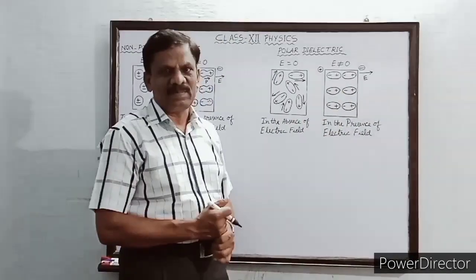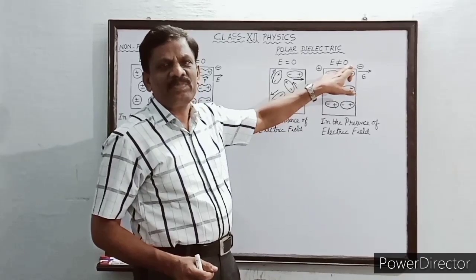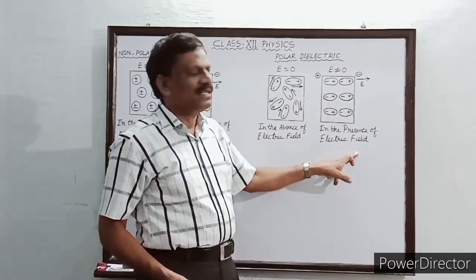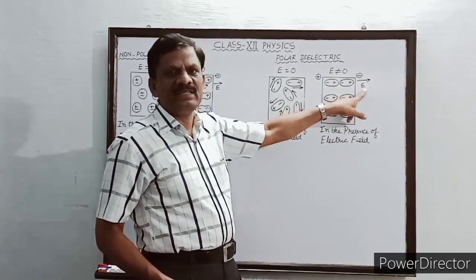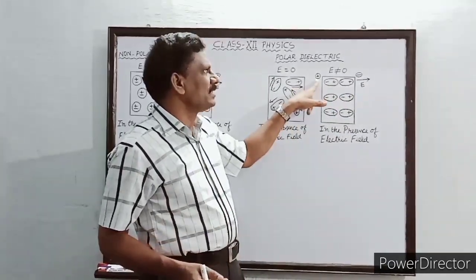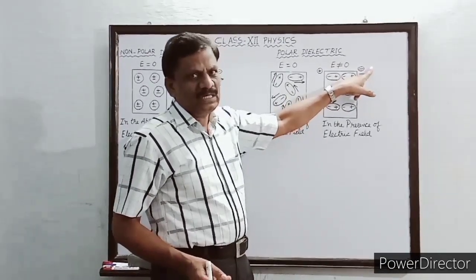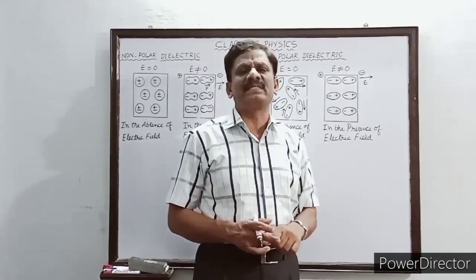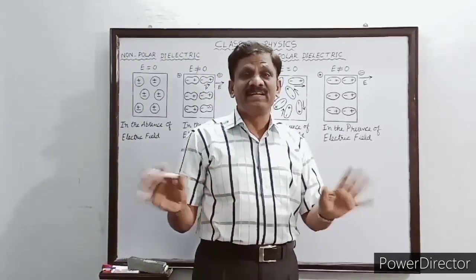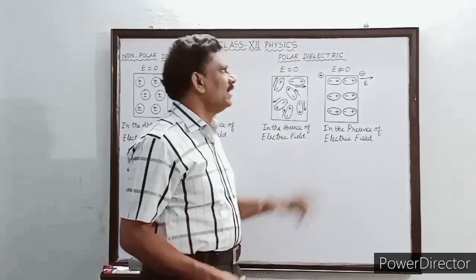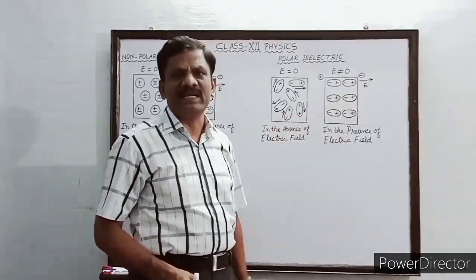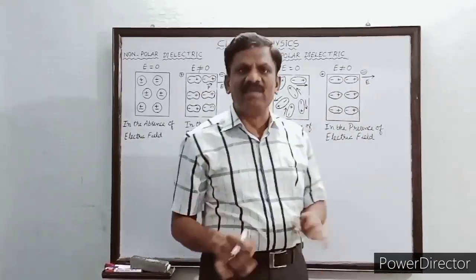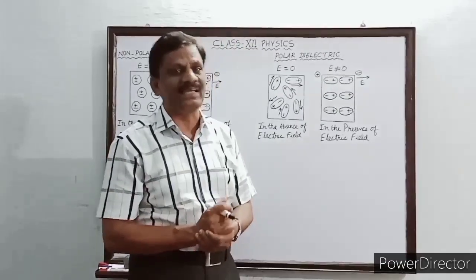That is the fourth picture. So, here E is not equal to 0. What do I mean by that? It is in the presence of an external electric field. The external electric field is such that the left side pole is positive and the right side pole is negative. Even in the absence of an external electric field, the molecules already possess a dipole moment, but in different directions. But when I place such a polar dielectric inside a uniform electric field, each and every molecule will align itself along the direction of the external electric field.